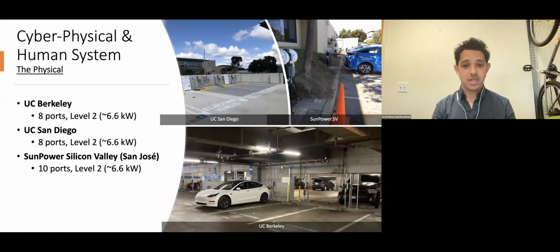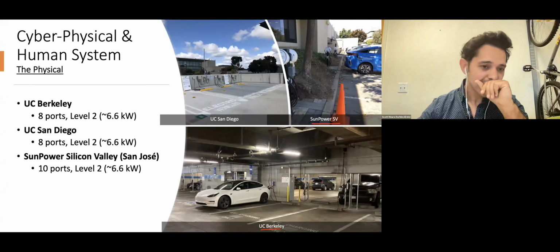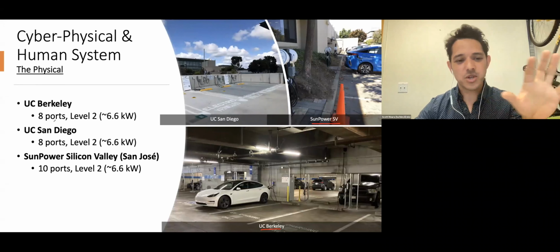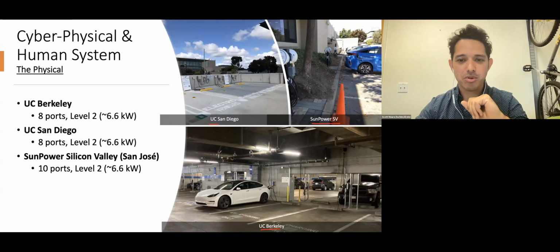So let's first talk about the physical part. It's a network of charging stations: 3 locations in San Diego, an office building in San Jose in Silicon Valley, and then also at UC Berkeley. If you want to do something hard, deploy infrastructure at a public university. Anyways, we have a total of 26 ports here, and our pricing optimization only happens at the UC campuses. All right, so that's the physical infrastructure.